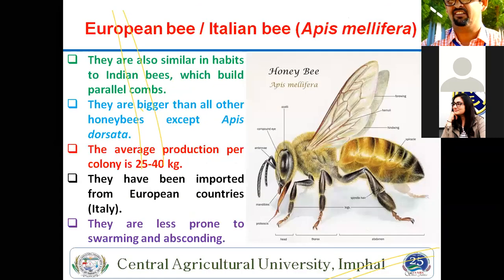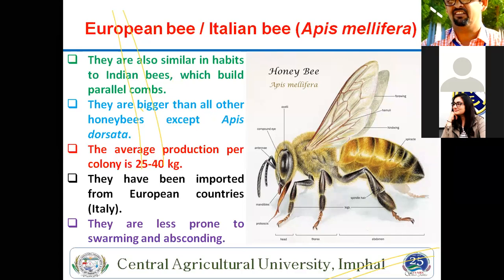So next is the European bee. It is also known as the Italian bee, and its scientific name is Apis mellifera. Many times this question comes: which species is the introduced species in India? That is Apis mellifera. They are also similar in habit to the Indian bee, which builds parallel comb, because both are domesticated and both make the same comb. Means parallel comb is made by the Indian bee and the Italian bee. But the rock bee and the little bee make a single comb.